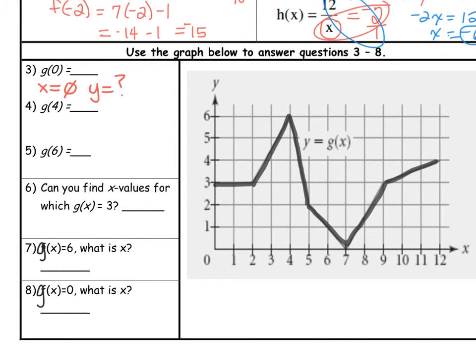So we're going to go on our x-axis. When x is 0, what is y? Y is 3. So g of 0 is 3. Number 4, when x is 4, again, we're looking for what's the y value. So I'm going to go to my graph at 4, draw a line up till it hits that function, and g of 4 is 6.